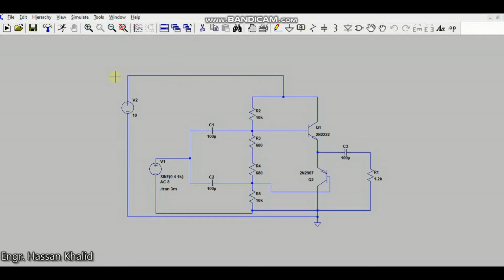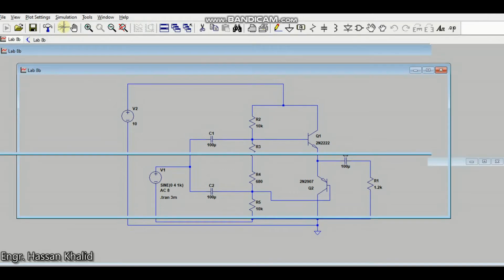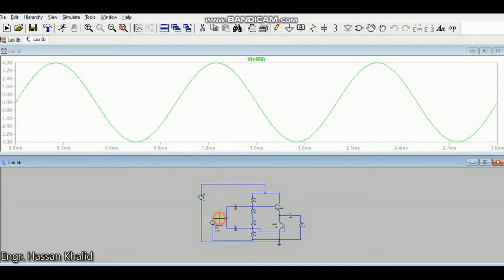Let me just demonstrate the output so that you would easily remember it, in which we were having the sine wave that was 8 volt peak to peak, and there was a voltage divider circuit that was connected with one of the NPN transistor, and the other one is the PNP transistor. Alright, now let us just simulate this circuit so that we could check whether there is a problem or not. So I just press the run button, and this is my input.